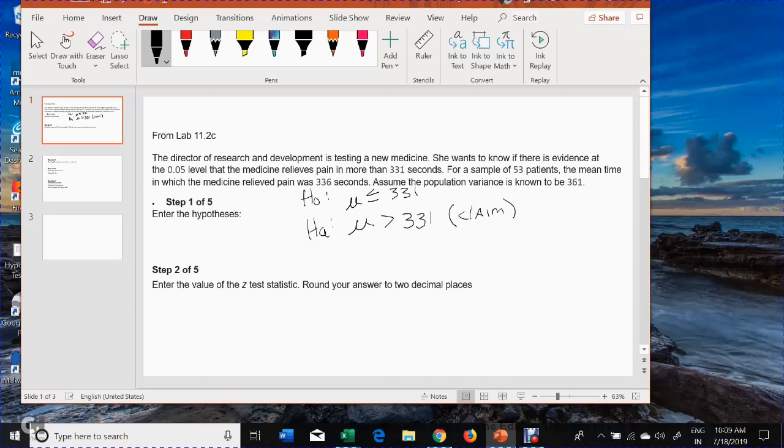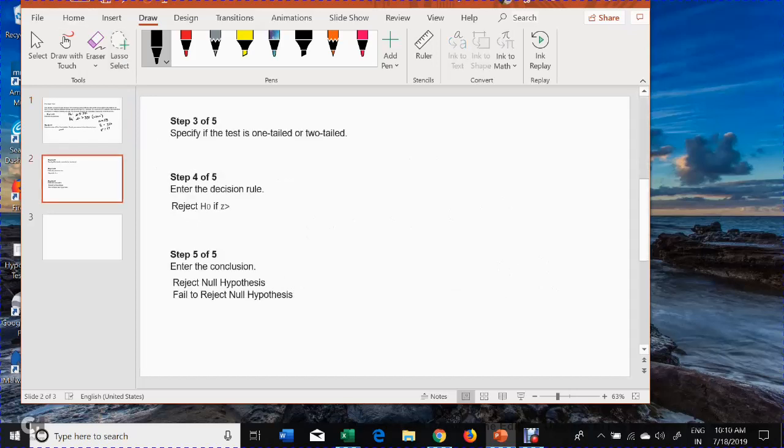It also said that she sampled 53 patients, and in those 53, the average time for pain relief was 336 seconds, and it gave us the variance as 361, but we want the standard deviation, remember, which is 19. So they want the value of the test statistic. They also want to know if the test is one-tailed or two-tailed.